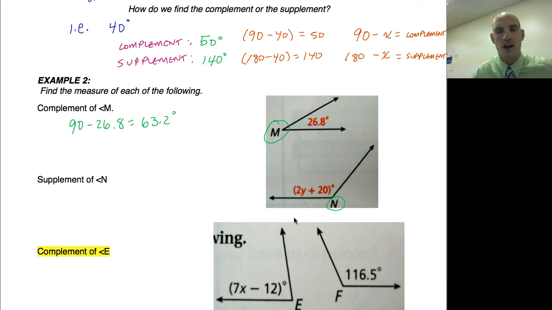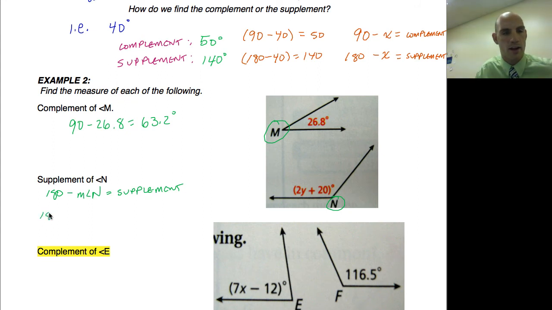What about the supplement of n? See, now we start to mix in the algebra, the x's and the y's. What if n was 100? I'd do 180 minus 100. What if it was 150? I'd do 180 minus 150. It's the same with the x's and the y's. The supplement of n is 180 minus the measure of angle n equals the supplement. It doesn't matter that it has these n's in it.